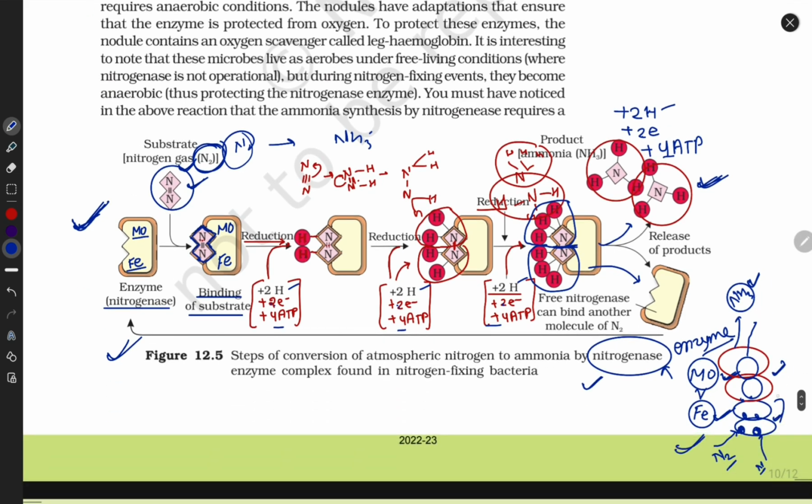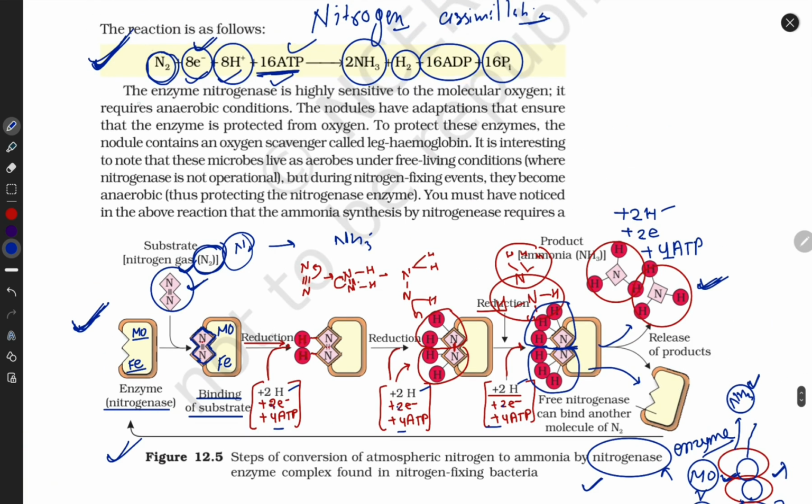The enzyme nitrogenase is highly sensitive to molecular oxygen. If oxygen binds with the nitrogenase, it gets saturated and can't do its function properly. It requires anaerobic conditions; it works better in anaerobic conditions.